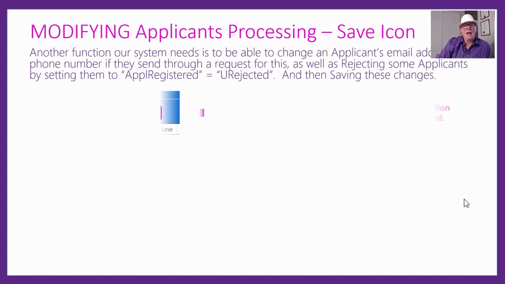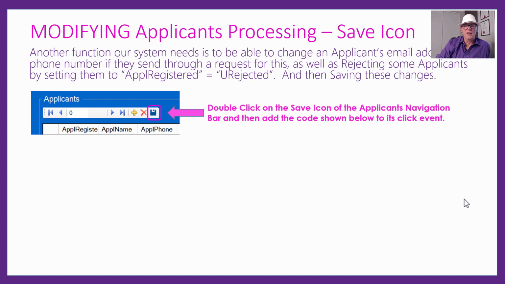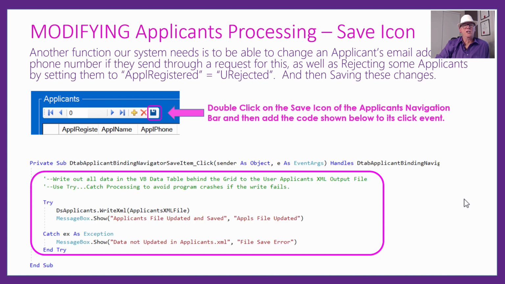All right, now on that applicants processing, we've got that save icon. Now, when would you want to use that? You might want to use that if someone says they've changed their email address or their phone number. We just want to go in the DataGridView and find out where it is and just type it over and fix it up and then click save to save the applicant record.